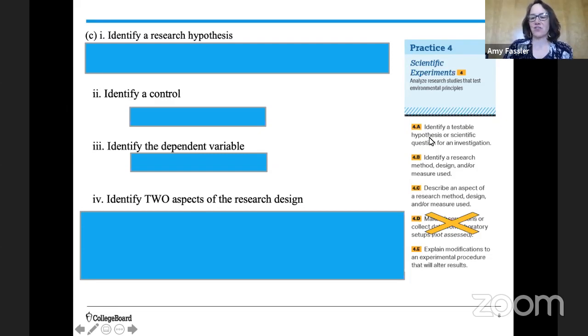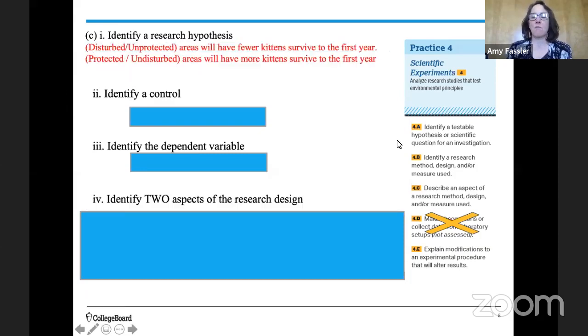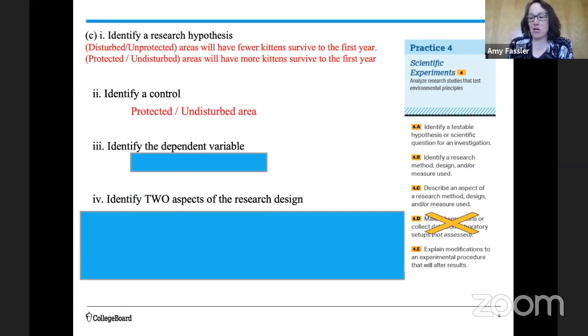So the first was just identify a research question or hypothesis. And so my hypothesis would be that a disturbed or unprotected area would have a lower survivorship of kittens, or a protected, undisturbed area would have more kittens survive that first year. Next, we're getting into the research method, design, and measure used. You've seen this question asked a lot. We don't know if they're going to ask it on our exam on the 18th, but there's a chance that they would.